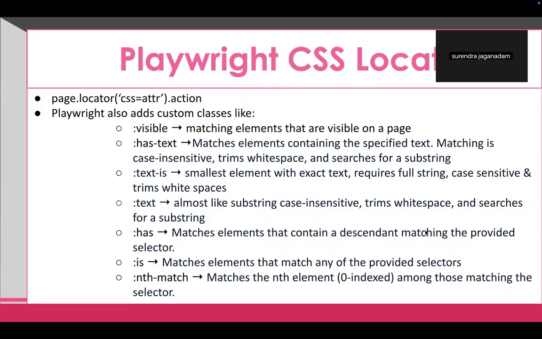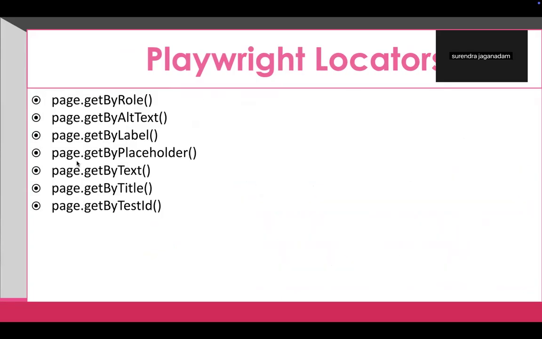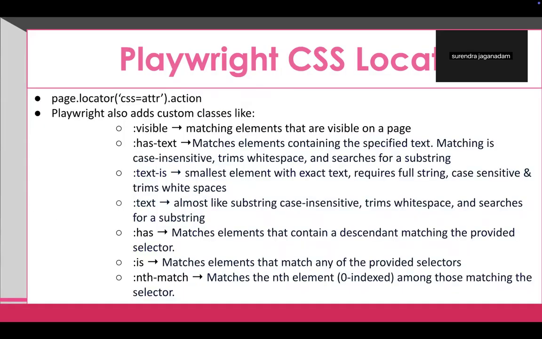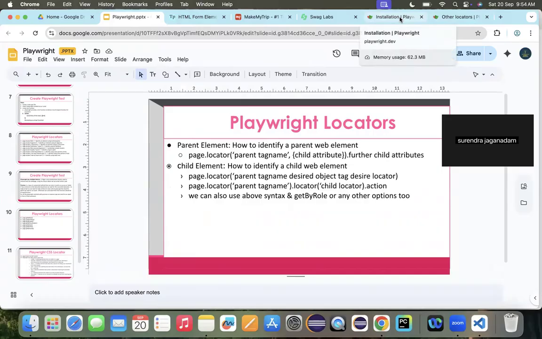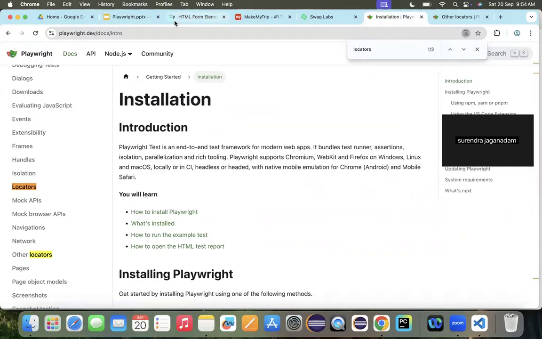So guys, if you remember, as part of our previous session, we have seen the various types of locators that Playwright is offering. In today's session, we are going to talk more about CSS locators. So let me navigate to the Playwright official documentation that we have been using for the last couple of days. I was searching for the locators.